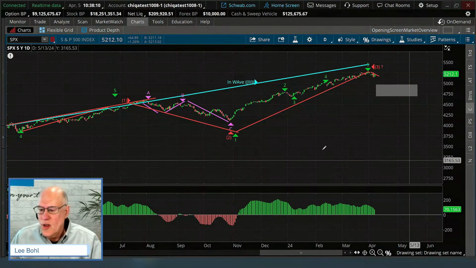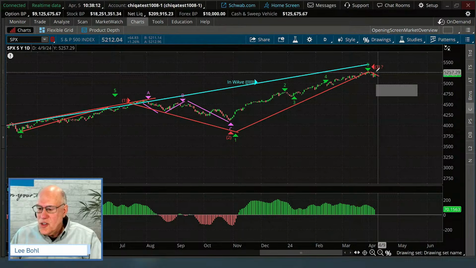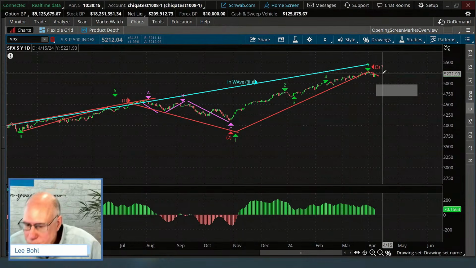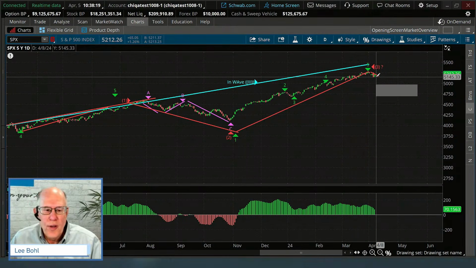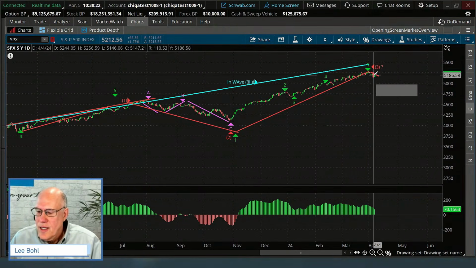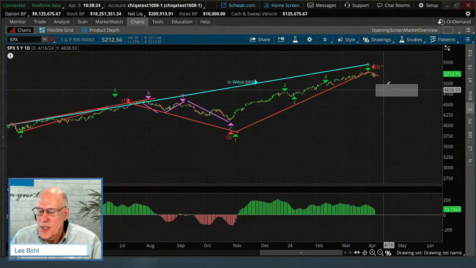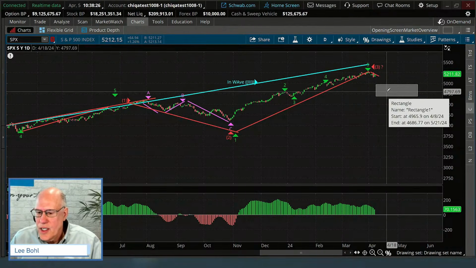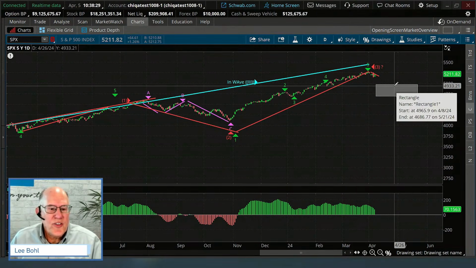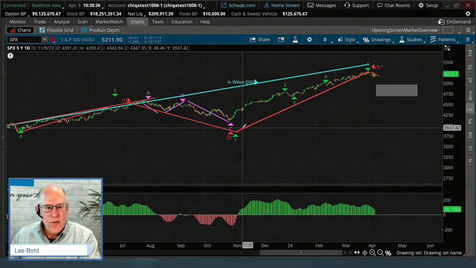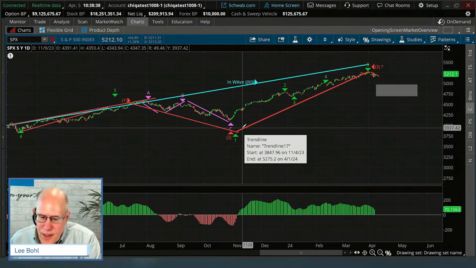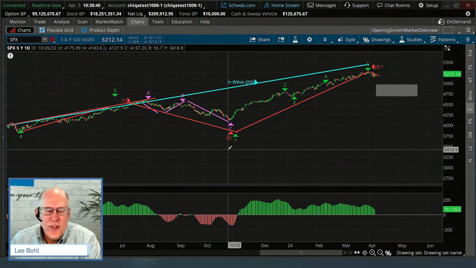All right, so this is the question. What would confirm this if we took out probably the low from yesterday? That would probably put this into play. So it could be that we are setting up for a correction. Okay, what would be a trading example? Well, on the SPX, you could use a proxy or you could use a stock that is in the SPX.